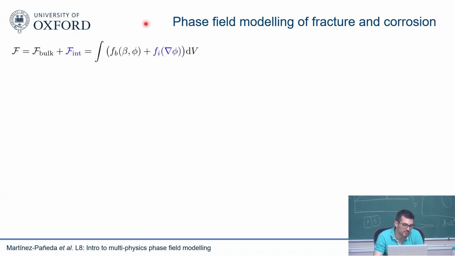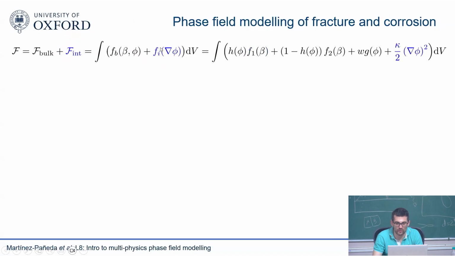The bulk free energy might depend on some internal variable beta and the phase field, and then the interface between those two phases will depend on the gradient of the phase field. And then what they do is they do some sort of interpolation. So they say I have a phase 1 and a phase 2. I have an interpolation function. That's something we call g in fracture. So in fracture, if you think of phase 1 and phase 2, will be crack material points and intact material points. But in microstructural evolution, it will be material 1, material 2.